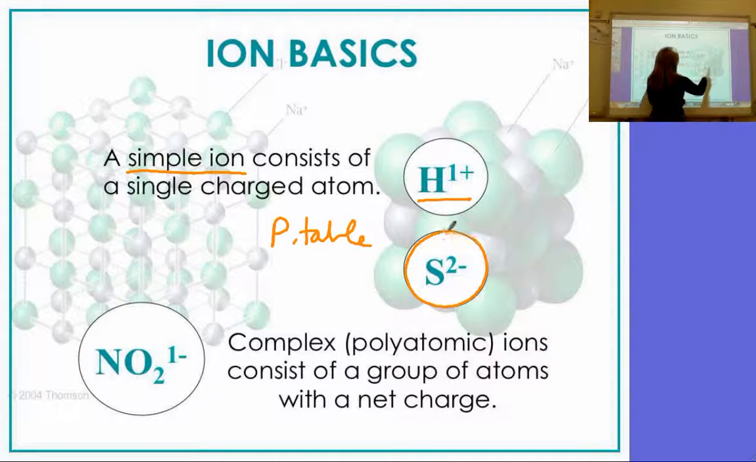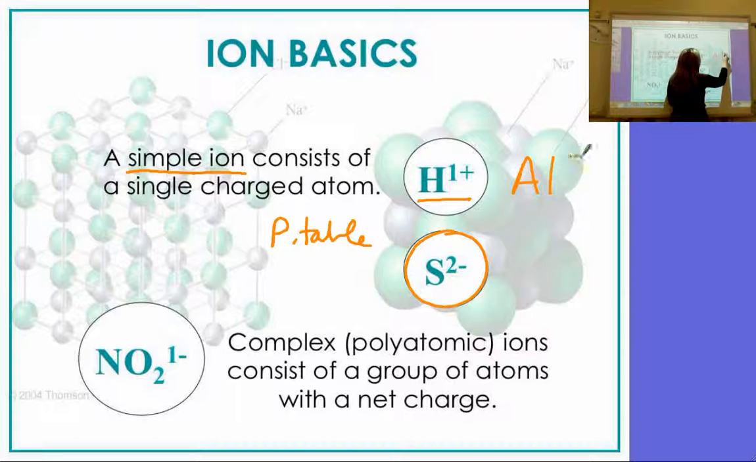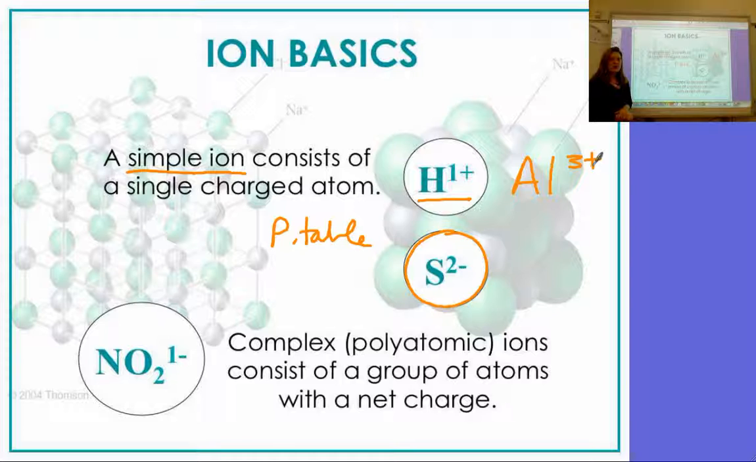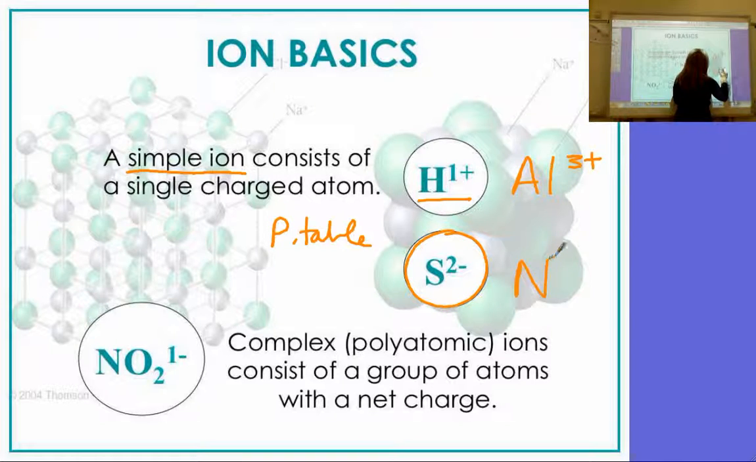Here's an example of an anion. Sulfur likes to do what? Well, in this case, it gains 2 electrons, so it would be sulfur with a 2- charge. Other examples, another cation, aluminum, likes to lose 3 electrons, so aluminum would have a 3+ charge. Nitrogen likes to gain 3 electrons, so it would have a 3- charge. Those are simple ions from the periodic table.